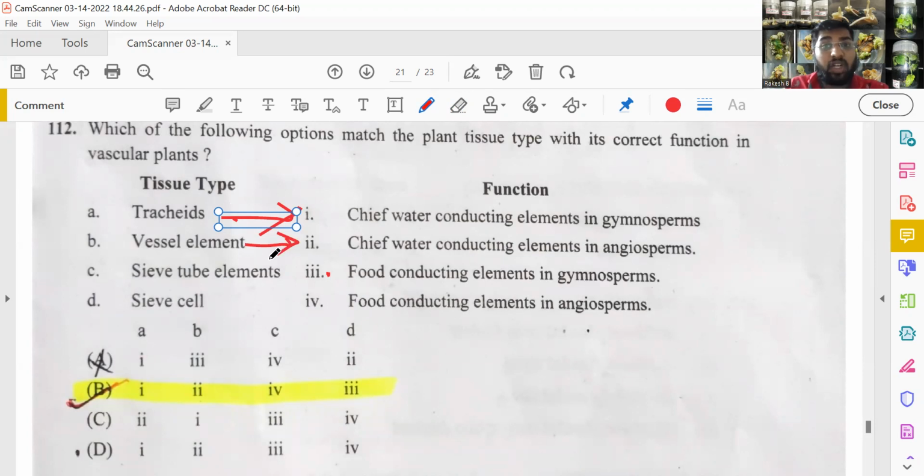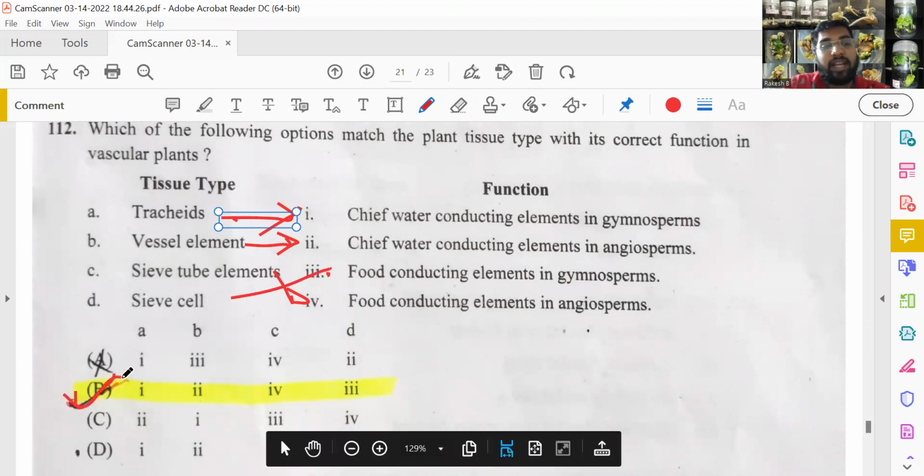Vessel elements include your xylem vessel, xylem tracheid, xylem parenchyma, all those things. Sieve tube elements are found in the angiosperm. Sieve tube elements include the sieve cell, sieve plate, companion cell, and phloem fibers. These are all called sieve tube elements. So it is there in angiosperm, but the single sieve cell is there in gymnosperm. So based on this, option B is the right answer.